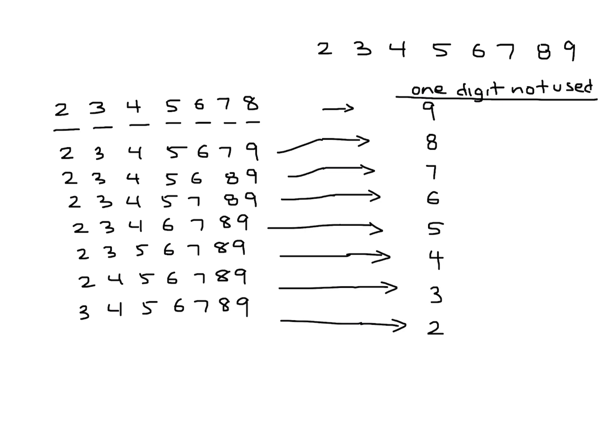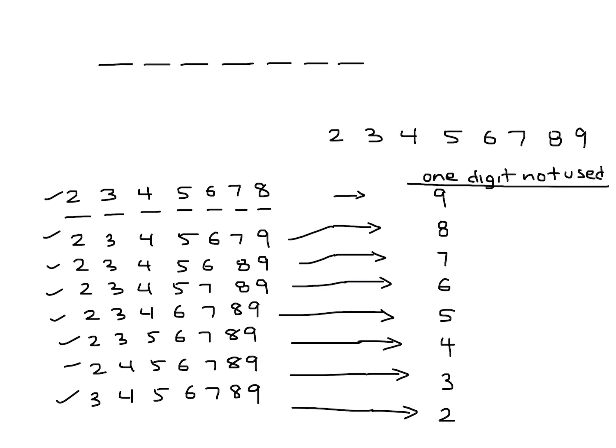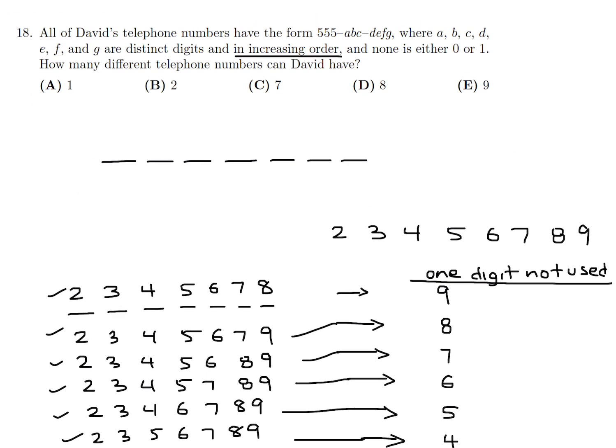So how many did I get? 1, 2, 3, 4, 5, 6, 7, 8. I got 8 possible ways of making that telephone number with the criteria in the question. So number 18, the answer is D.